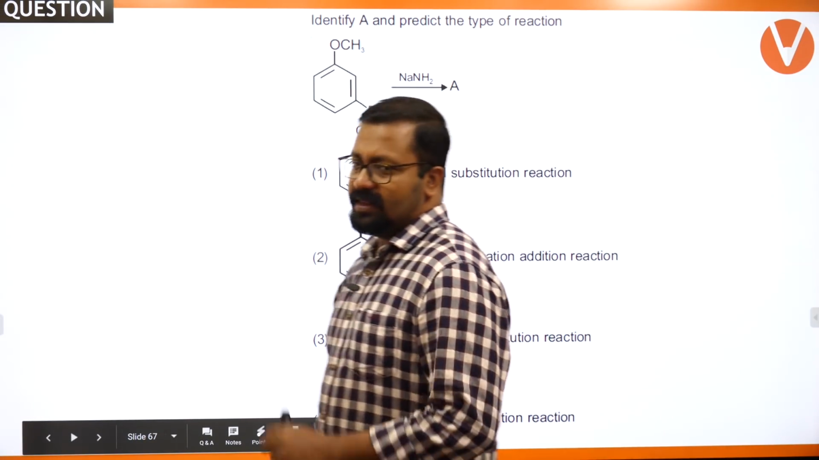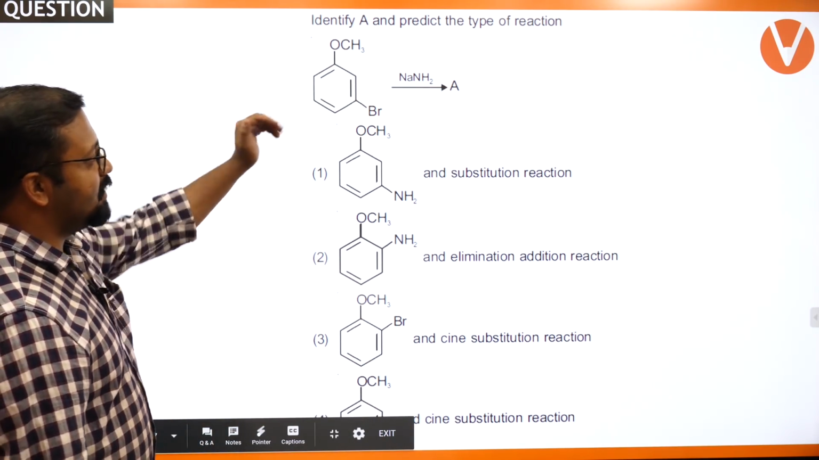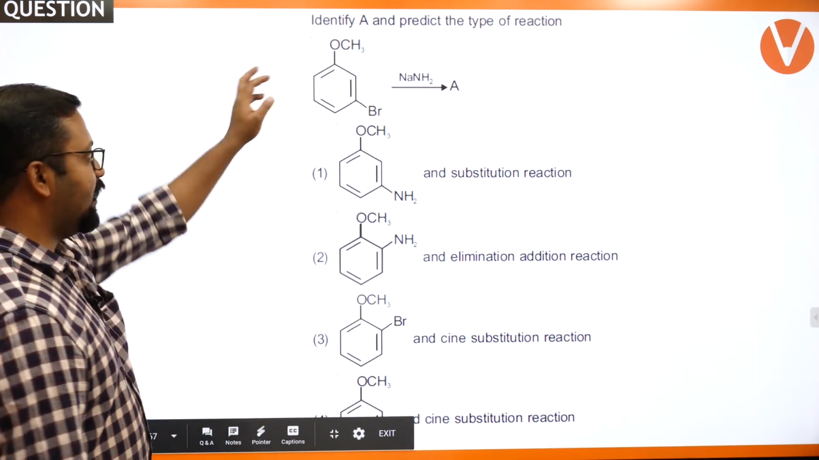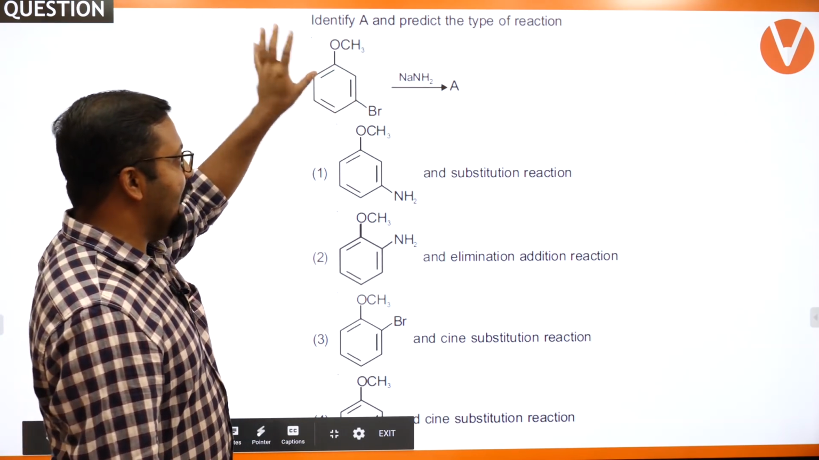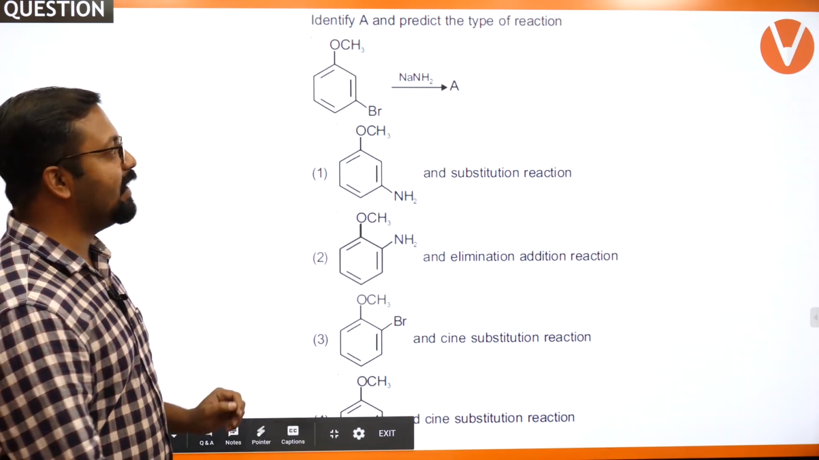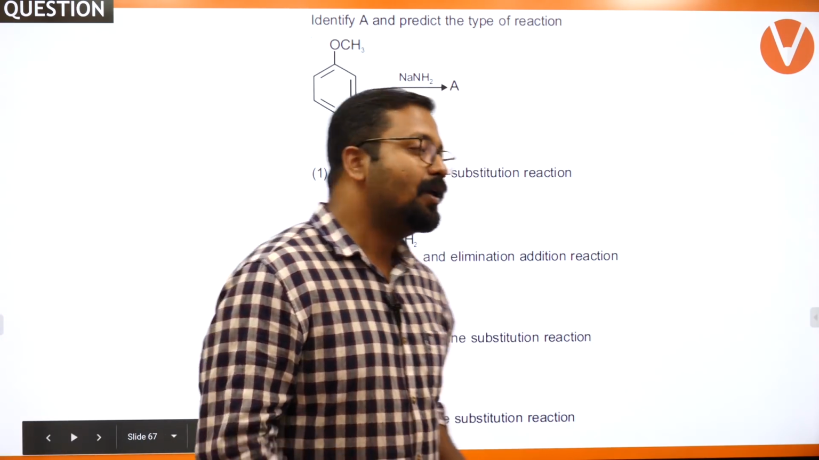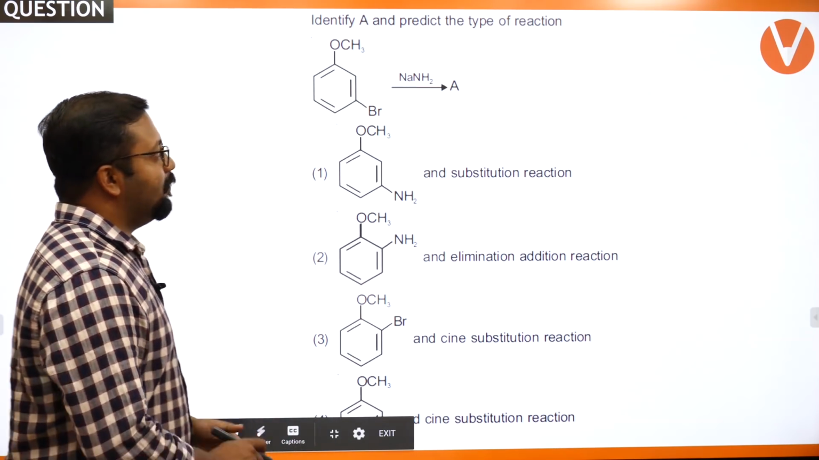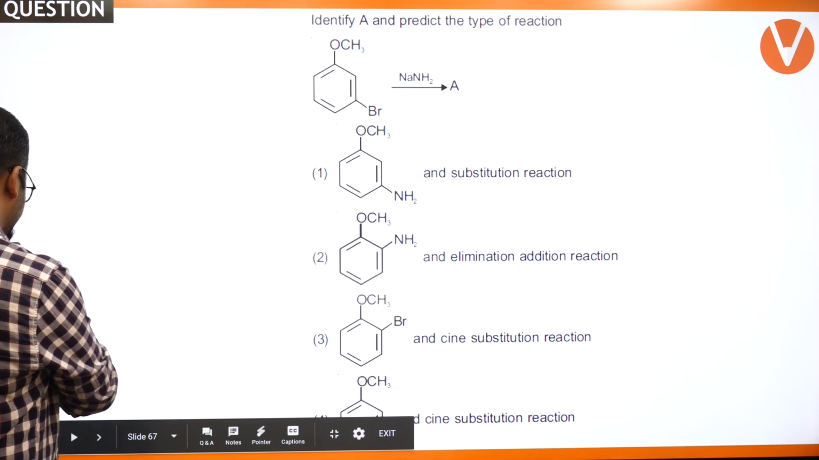Next, this question is slightly challenging because the reaction has to take place by the benzyne mechanism. Now we are looking at NaNH2, a very strong base, and an aryl halide is taken. Aryl halides do not have a very high tendency to undergo substitution or elimination, but if I take a very strong base, the reaction will take place like this.